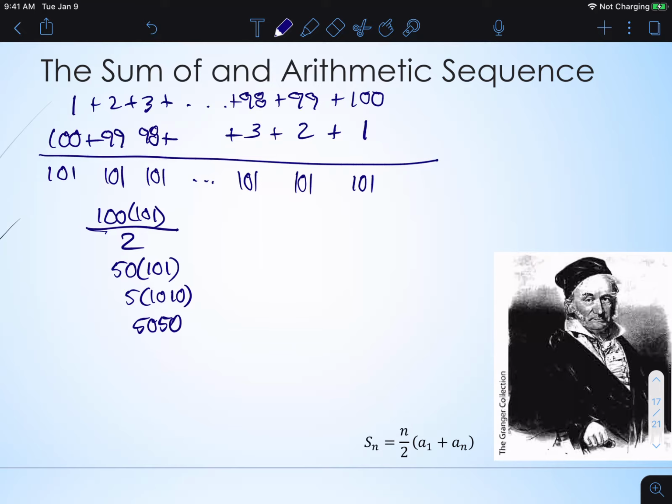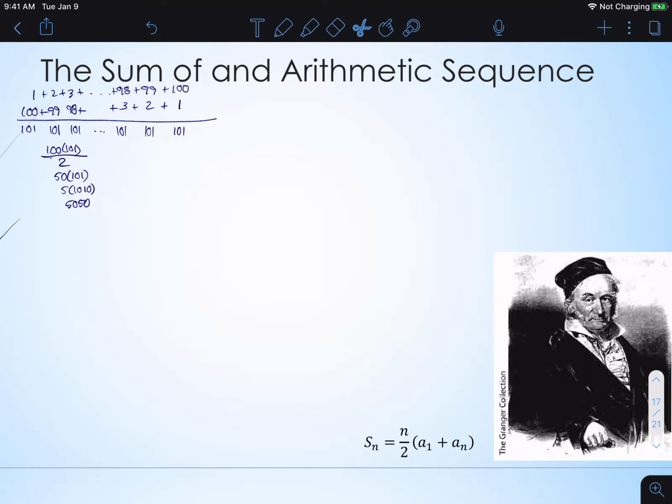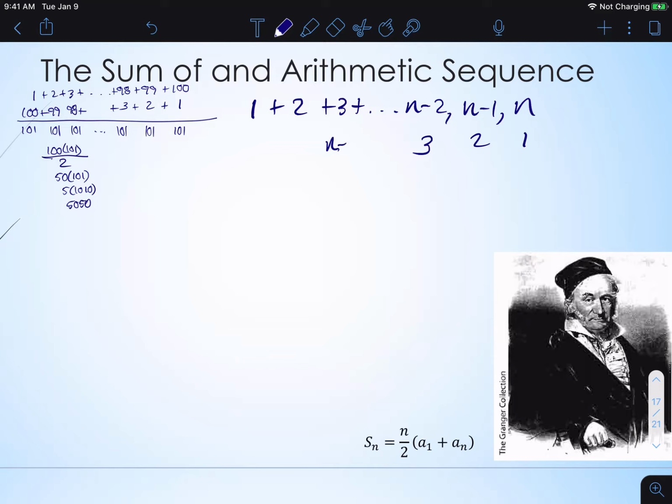Well, what that developed was this idea right here. I'm going to shrink this down, and we're going to now talk about what if we were talking about 1 plus 2 plus 3 plus dot, dot, dot, n minus 2, n minus 1, and n. And did the same thing. So now we've got 1, 2, 3, and n minus 2, n minus 1, and n. And we're adding these together, so I shouldn't have put commas here as much as I should have put plus signs. And we add all these together.